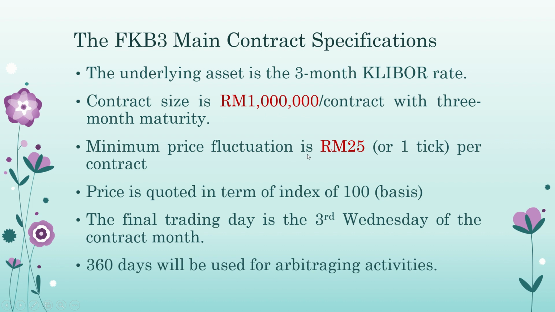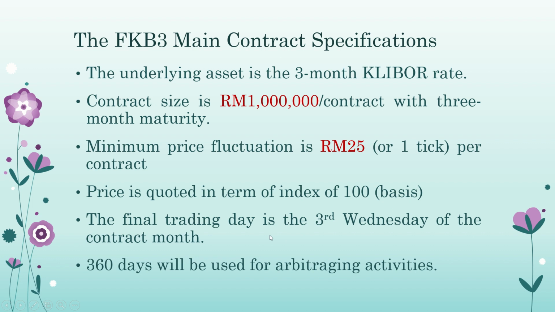So minimum price fluctuation is 25 ringgit. Okay, kalau macam dalam FCPO, you will times 25 metric ton. For FKLI, you will times 50 ringgit. For this chapter, for every tick of fluctuation in the index of FKB3 equals 25 ringgit. And then the price is quoted in terms of index of 100 basis points. Sekejap lagi saya tunjuk bila kita do the exercise.